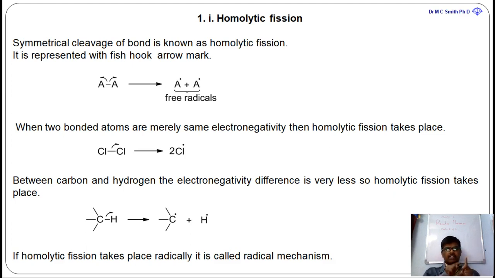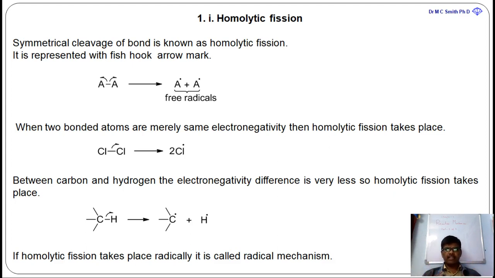What is homolytic fission? Homolytic fission is a symmetrical cleavage of a bond, where the bond opens up towards both ends. It is represented with a fish hook arrow, and these arrows should be shown towards both the atoms. In this homolytic fission, we will get two free radicals. The bond fission takes place symmetrically to give two free radicals.